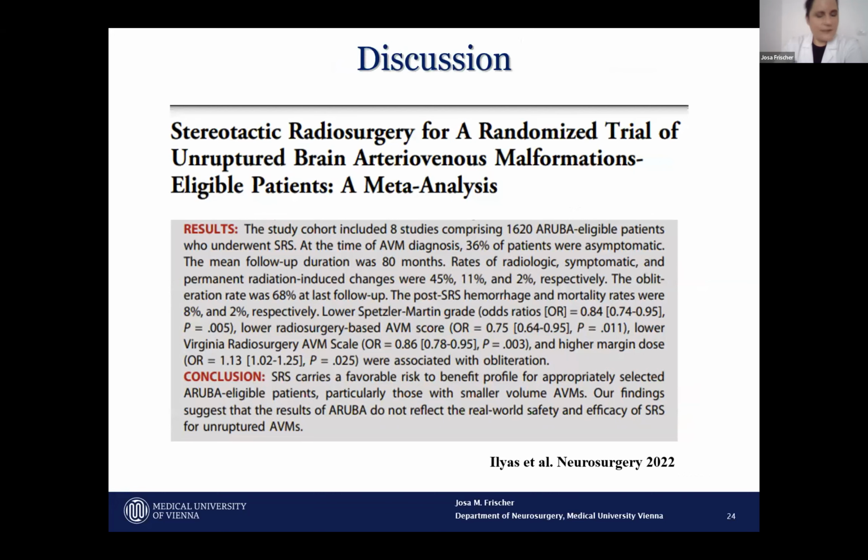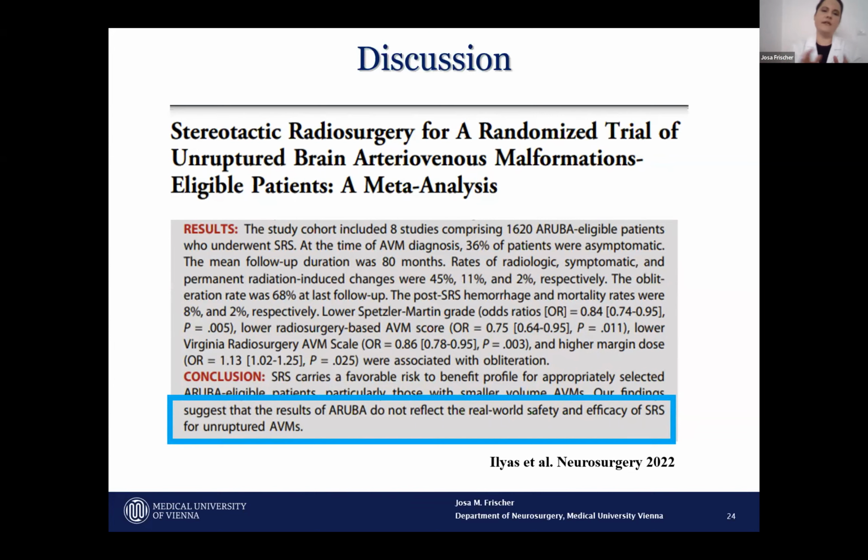So we have talked about the ARUBA trial already, and of course, after the ARUBA trial, there were also not only the typical retrospective data sets, but there was also very recently a very nice meta-analysis published that I would like to share with you. This is a meta-analysis that actually included more than 1,600 cases and compared those data of the radiosurgical treatment to the interventional arm of the ARUBA study.